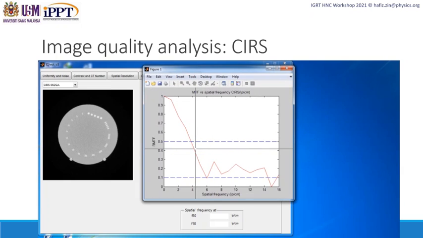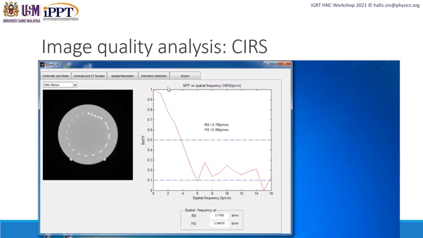So this is the MTF plot, and we can record the values in terms of the spatial frequency at f50 and also f10. We see the values that intersect at f50 and f10, which is 3.78 line pairs per mm for f50 and about 6 line pairs per millimeter at f10. We record these values and monitor the changes as compared to the acceptance test value.